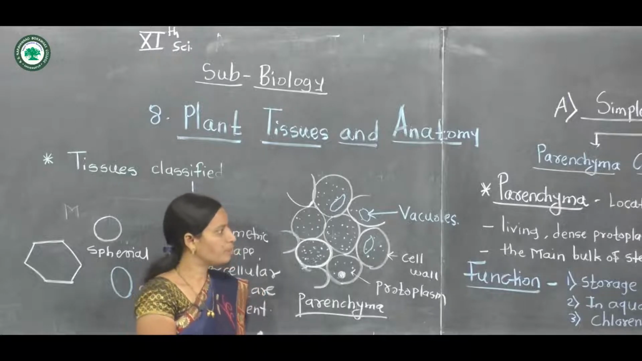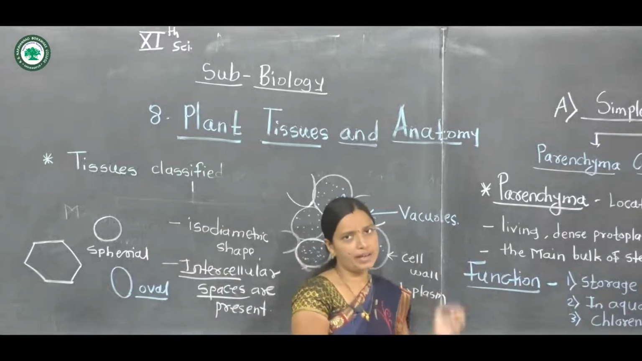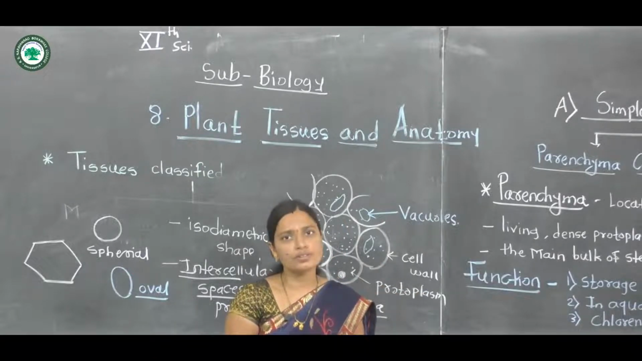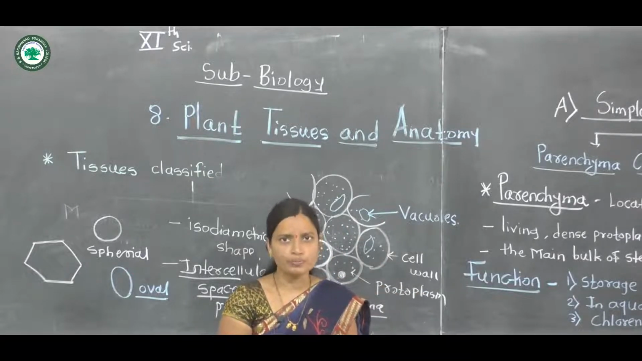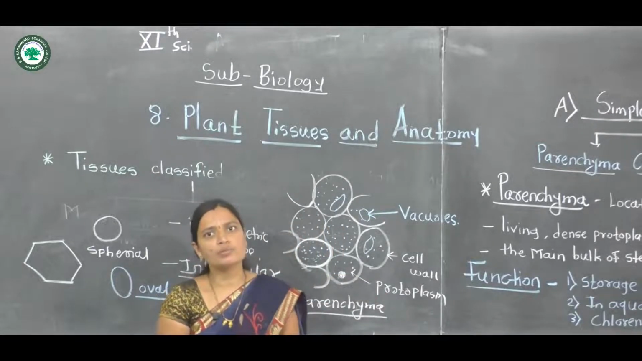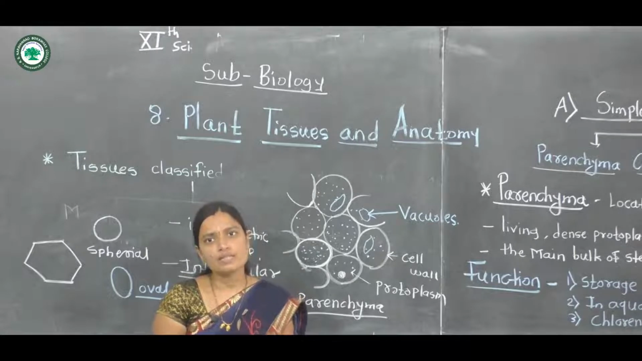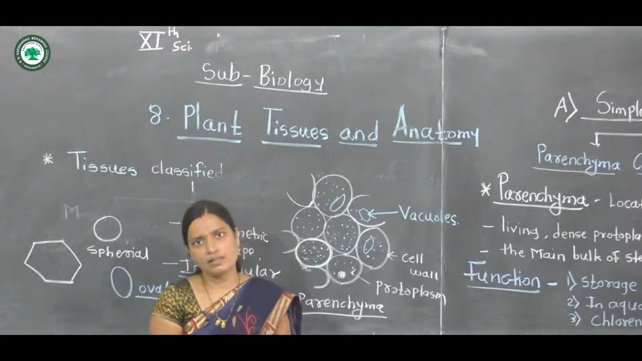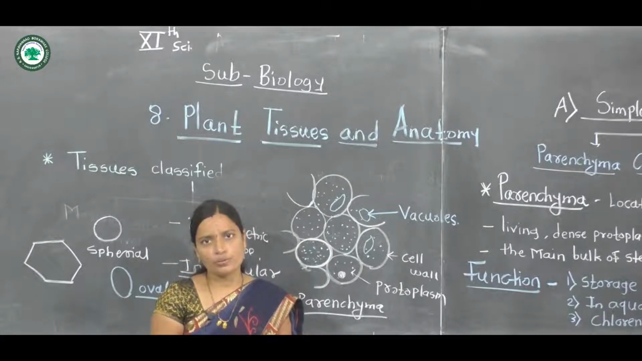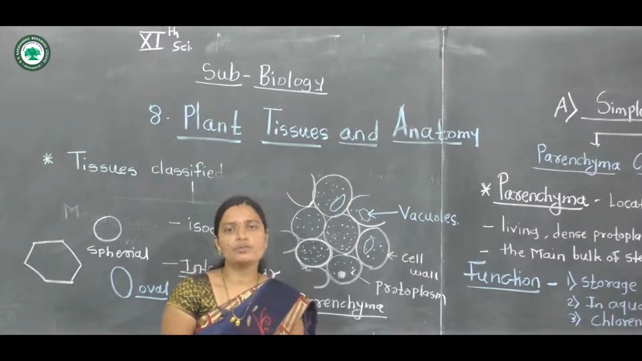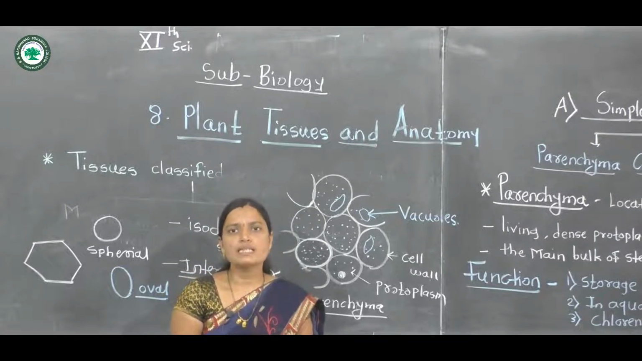The next point, the main function of parenchyma. This parenchyma tissue has the important function of storage of food in the form of starch. Some cells of parenchyma can store the food material in some plants. For example, in the sweet potato, the cells store the food material, which is an important function of this parenchyma.